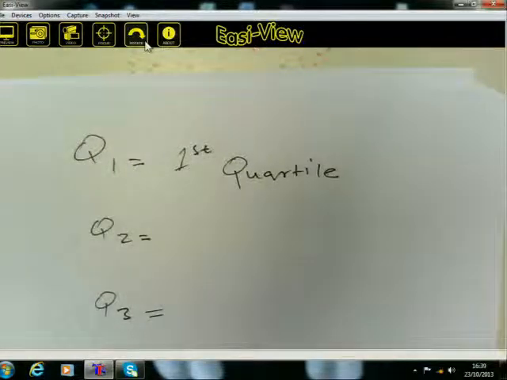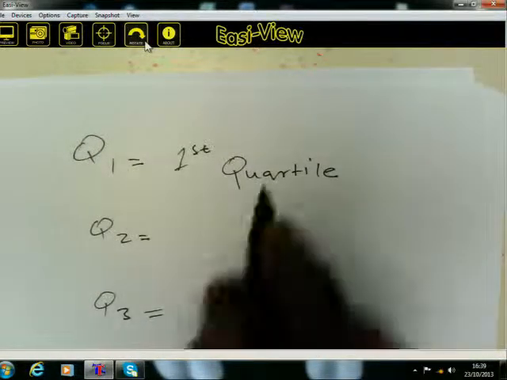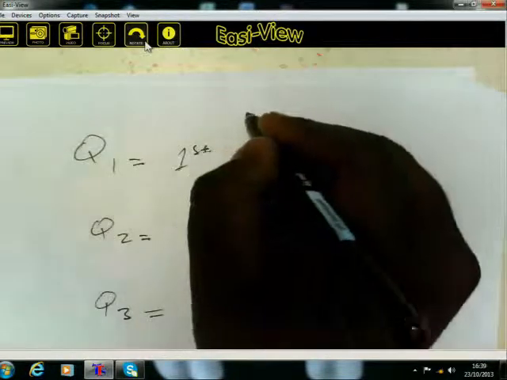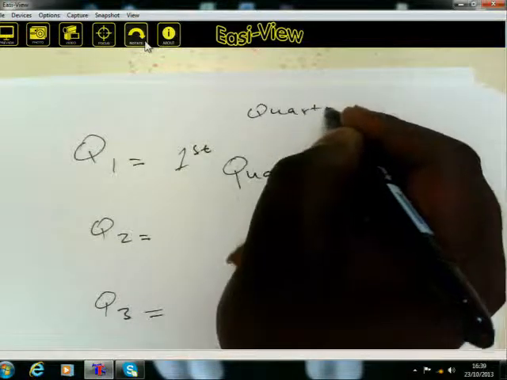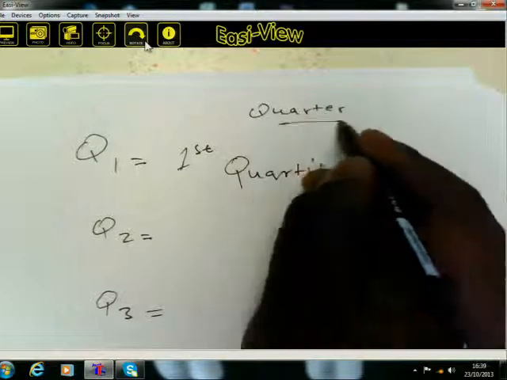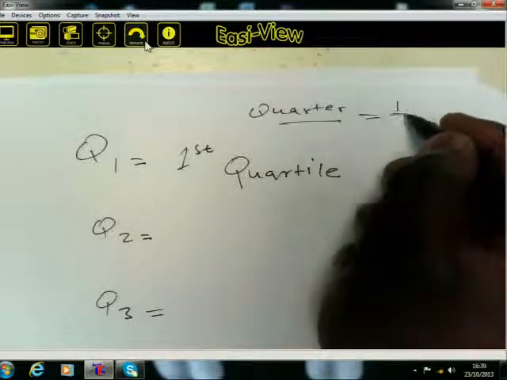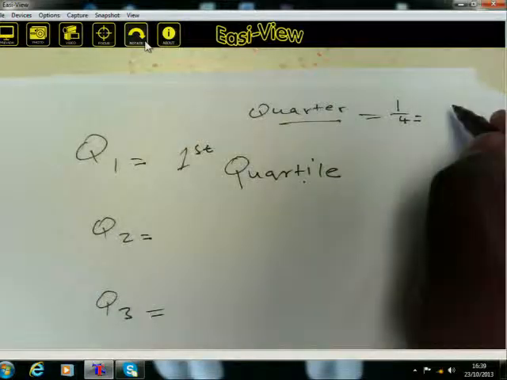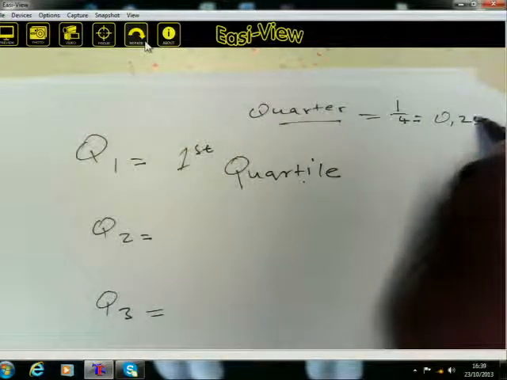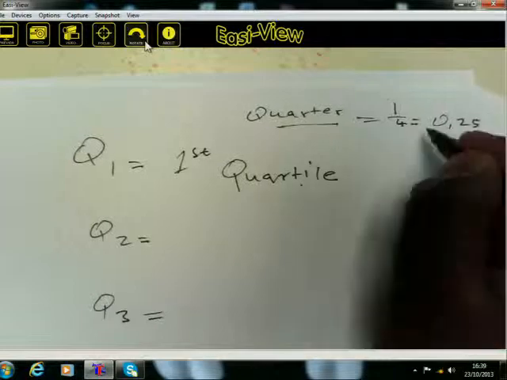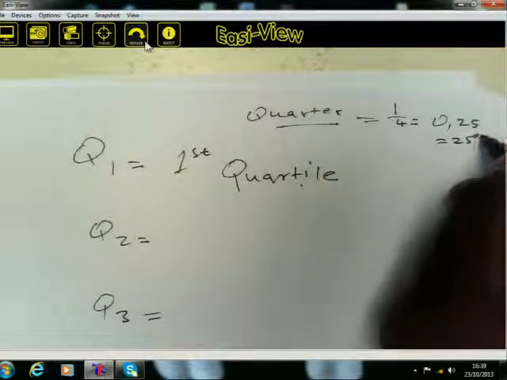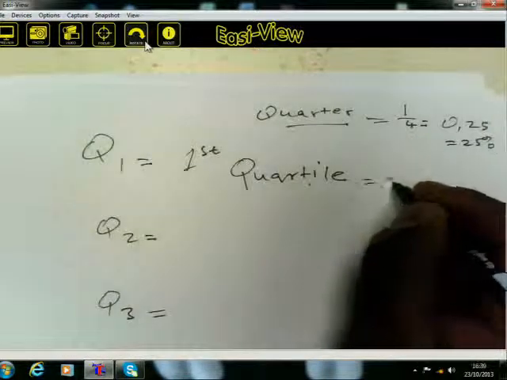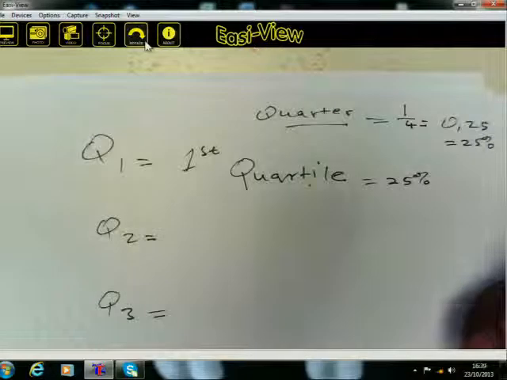Have a look. Remember, we're having the word quarter. What's the word quarter? The word quarter says 1/4. What is 1/4? That's 0.25, which is 25%. Now you see. That means the first quartile is equal to 25%. That's why I said it's 25%. Remember.